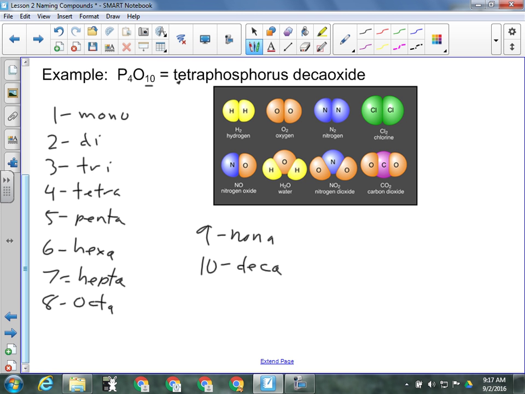Would you also be bi? Not for naming compounds, no. So that's a good question. No, you should not write it as something bi-oxide. It's dioxide. In chemistry, they always use di instead of bi.